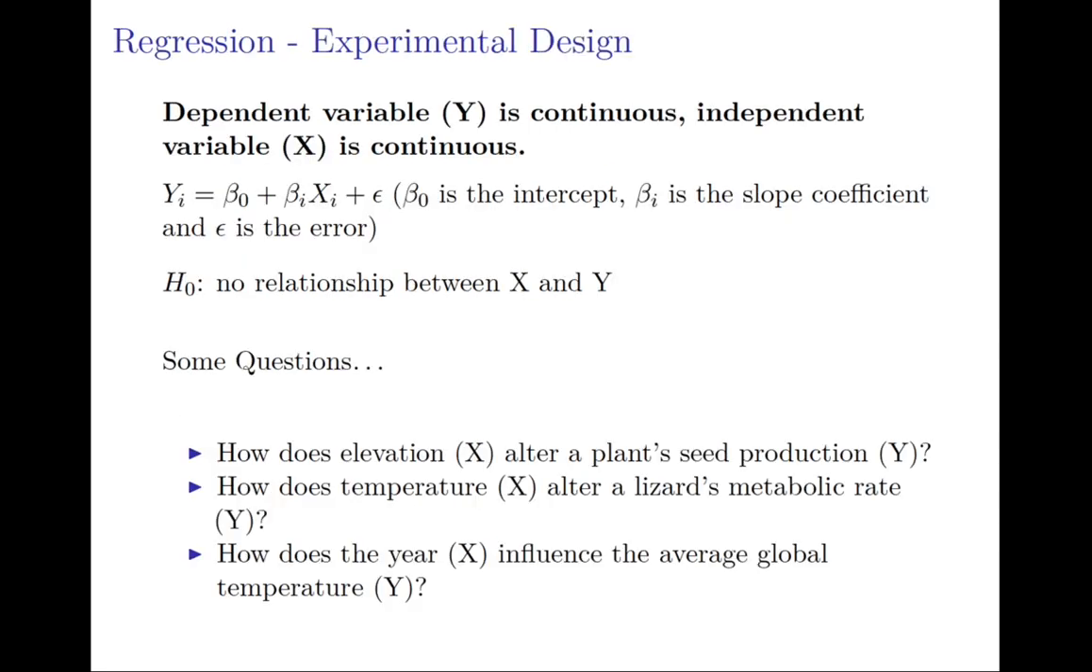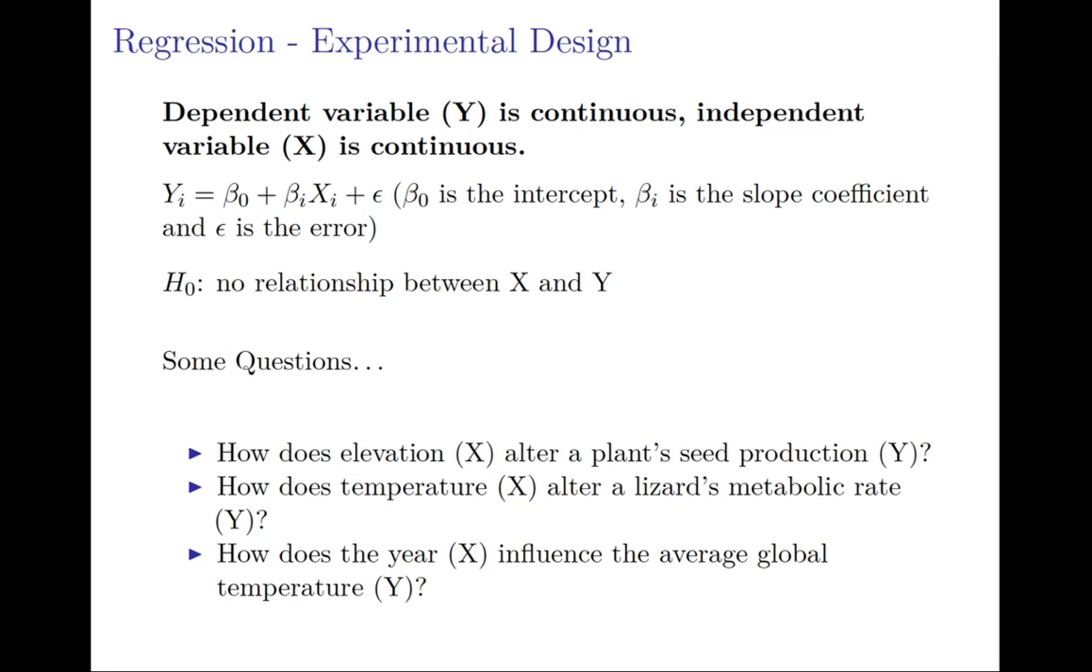So let's talk about the first type of linear model that we're going to talk about today, regressions. Again, that's a dependent variable y that's continuous and an independent variable x that's continuous. So here is our equation where yi are the data, beta 0 is the intercept, beta 1 is the slope coefficient, and x, of course, is your data, and then epsilon is your error. And we're testing the null hypothesis that there's no relationship between x and y.